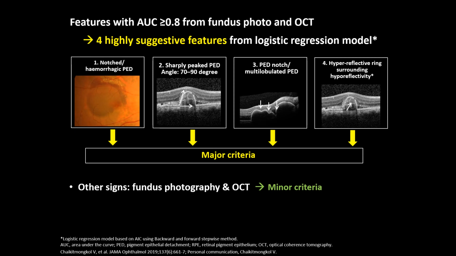Then we came up with the 4 highly suggestive features using a logistic regression model, and we call these 4 features major criteria. The 4 features include 1 from fundus picture, which is the notch or hemorrhagic PED, and 3 features from OCT, including sharply peaked PED, PED notch, and hyperreflective ring underneath the PED. The other signs on fundus photography and OCT can be called minor criteria.